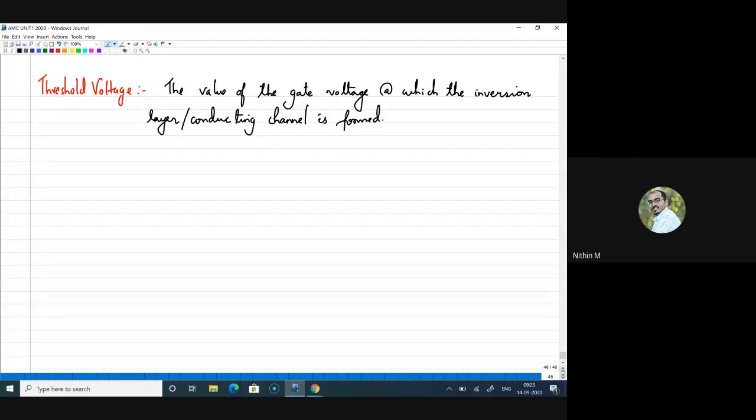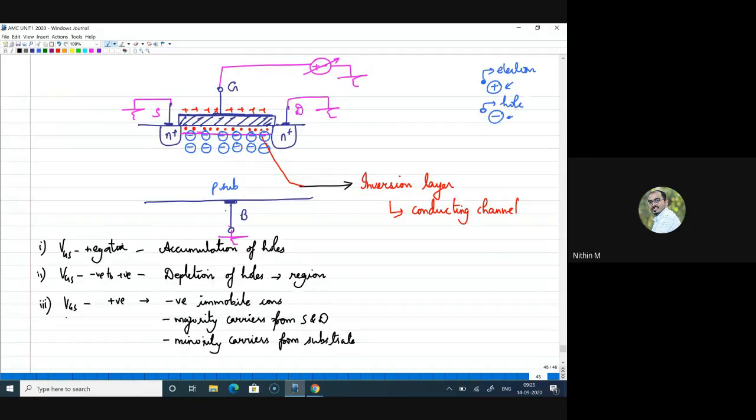And now we call this VT, and this is defined as threshold voltage. Now what I mentioned here as VGS should be at least equal to this threshold voltage. Then only can we say that a conducting channel will be formed.